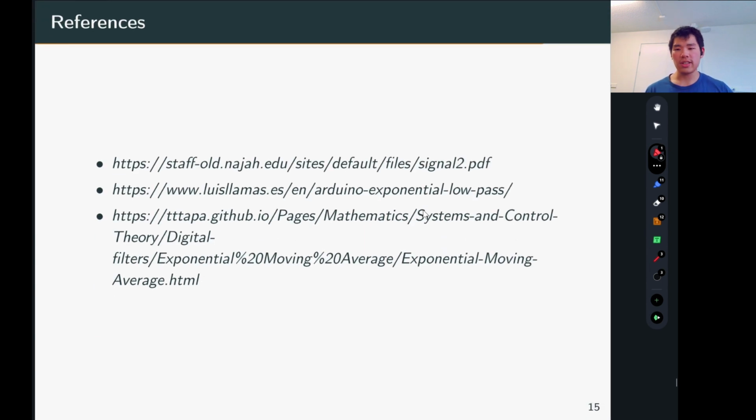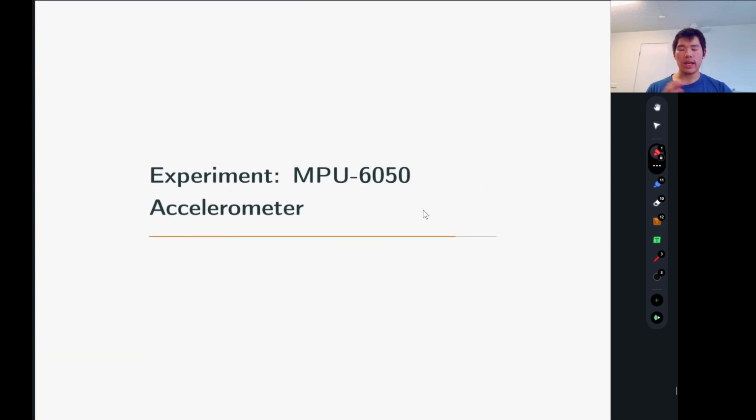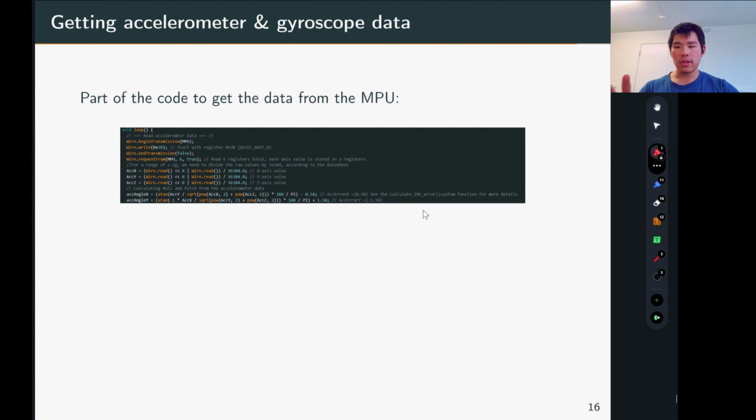So here are some references that I used for making the theory. And so we're going to get to the experiment really quick using the MPU 6050. This is part of the code. I don't want to show all the code, but here's essentially how we gather data from the MPU 6050. This is pretty standard. We just get the accelerometer values in the x, y, and z directions, and also the gyroscope angles in the x, y, and z directions.